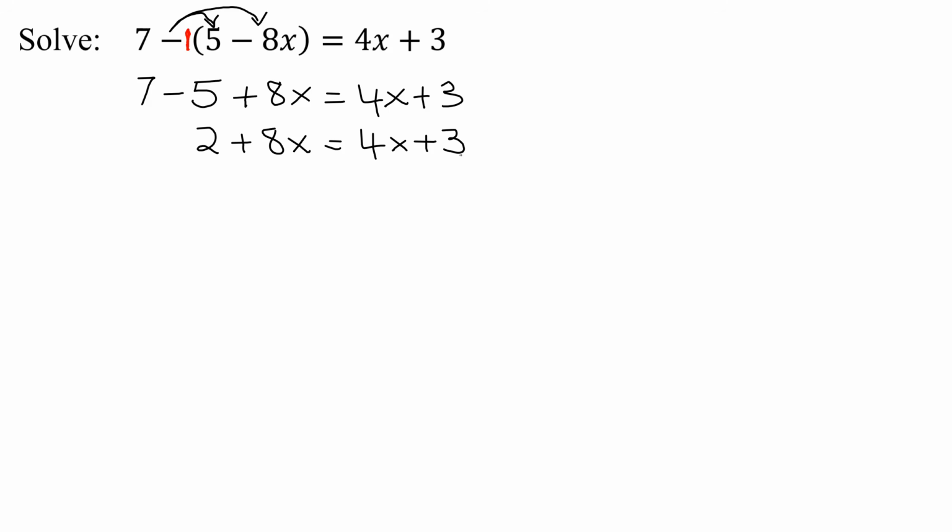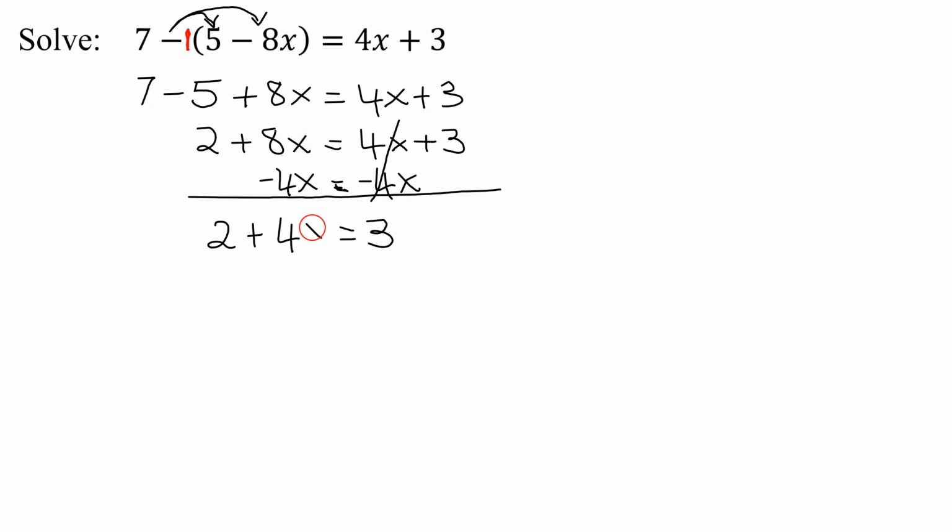So now I need to get x's on one side, constants on the other. I think I'm going to collect my x's on the left-hand side, but you get the correct answer if you collected them on the right-hand side too. So the first thing I'm going to do is subtract 4x from both sides. And the reason I do that is 4x minus 4x adds to 0 on the right-hand side. So on the right-hand side, the only thing I get left with is 3. And on the left, I get 2 plus 8x minus 4x is 4x.